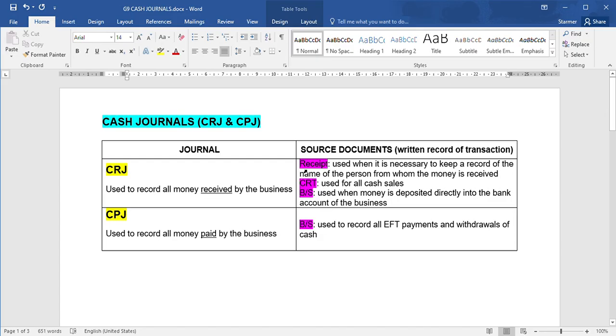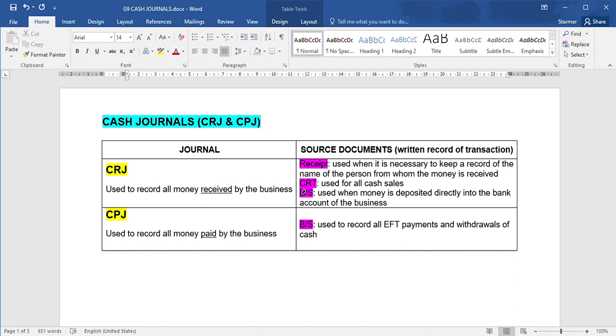The first one here is a receipt. A receipt is used when it's necessary to keep a record of the name of the person from whom the money is received, and that person also must come into the business as well, and that's when you give him a receipt. Cash register tape is used for the bulk of your transactions because that is going to be used when you sell stock. Remember, cash register tape is a till slip.